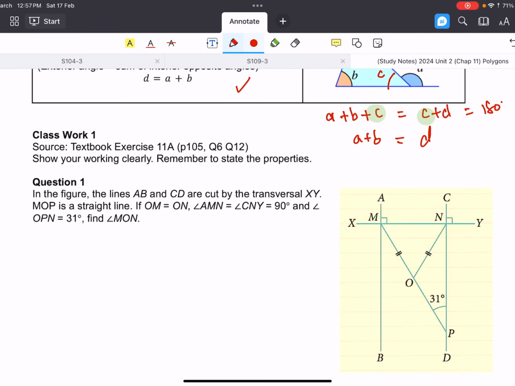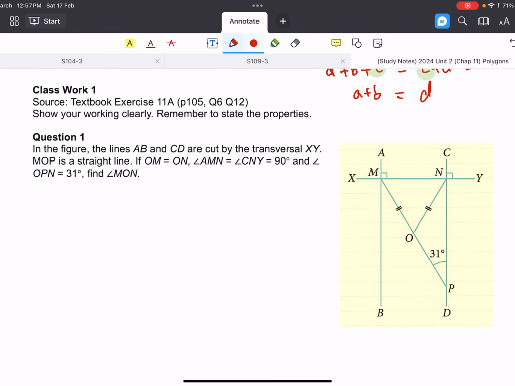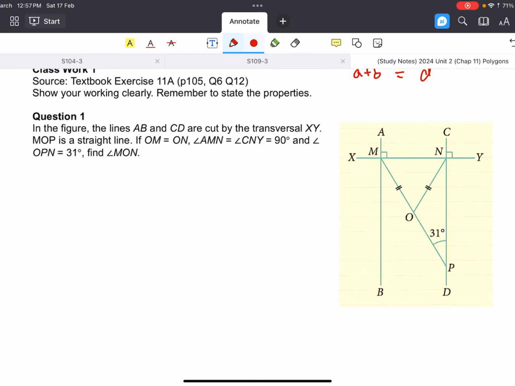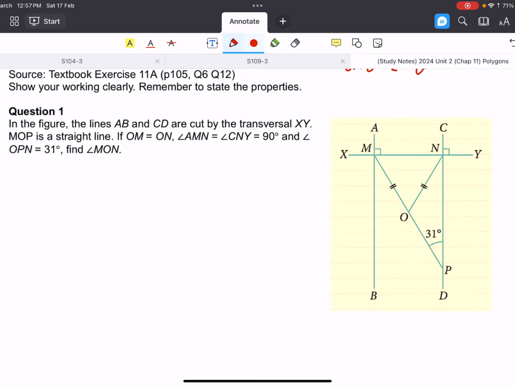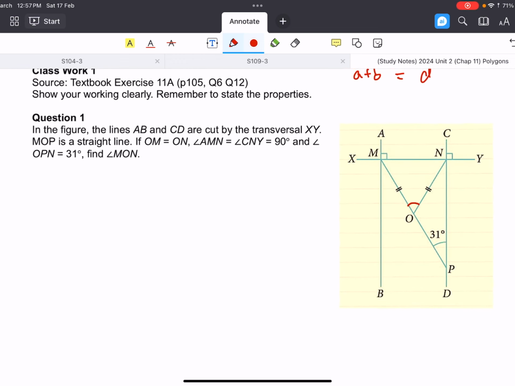With this, we can look at the next example on how we can use this property. We have a question where we have the lines AB and CD, cut by transversal XY, so XY cuts across them. MOP is a straight line. OM equals ON, marked out as an isosceles triangle over there. There's 90 degrees for angles AMD and CNY. Angle OPN is 31 degrees. That's the information given to us. We are supposed to find angle MON. This is the angle that we are interested in finding.